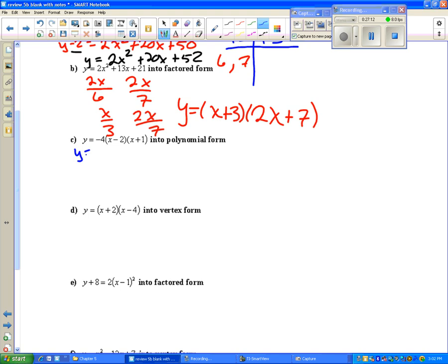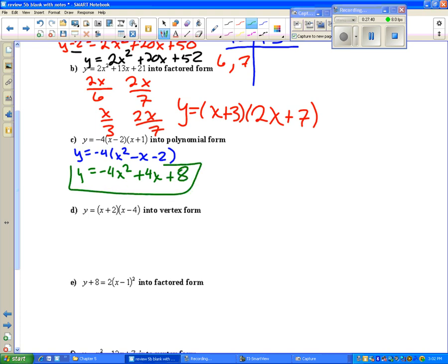Y is equal to negative 4 times. First I get x squared. Outer I get x. Inner I get negative 2x, which is negative x. Last I'm going to get negative 2. Still have some parentheses. Distribute the negative 4. Y is equal to negative 4x squared. Negative 4 times negative x is a positive 4x. Negative 4 times a negative 2 is a positive 8. This is in polynomial form.